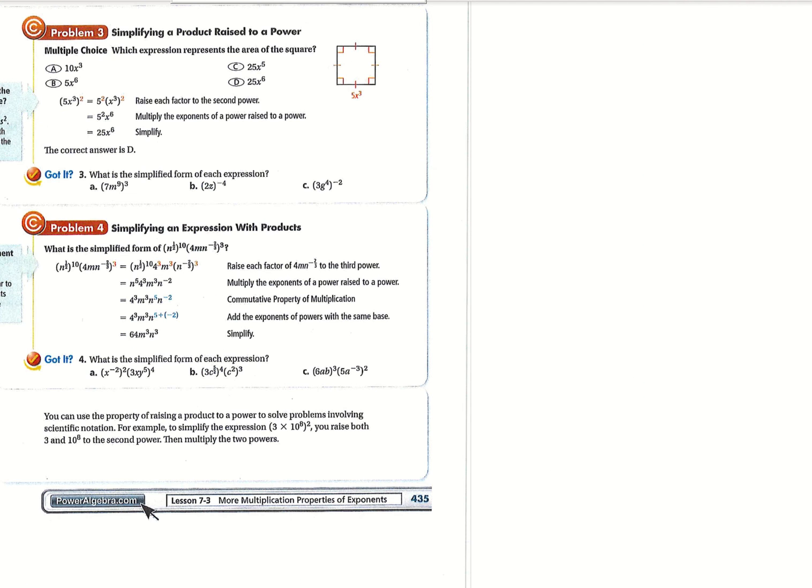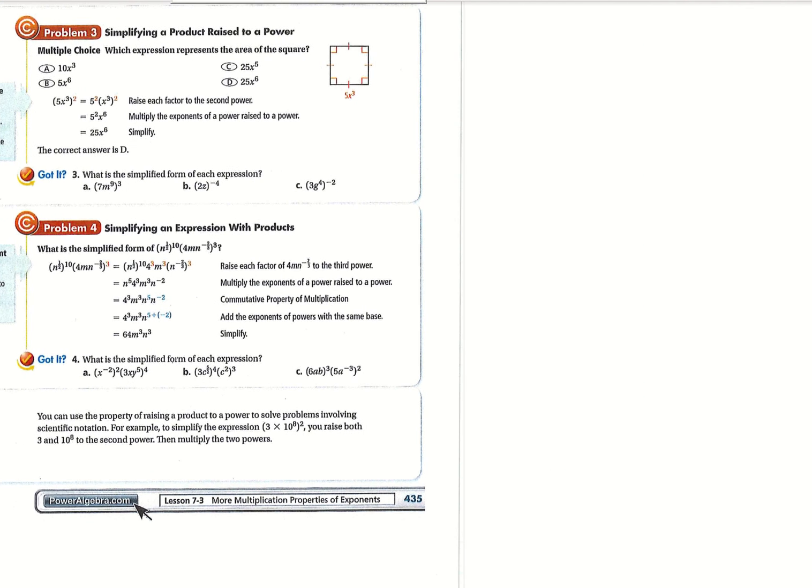All right, so towards the bottom of page 435, we've got one more problem we're going to look at. We're looking at problem 4, and this one is a little bit difficult as well, just a little bit more in depth. So we have n to the 1/2 power to the 10th power times 4mn to the -2/3 to the 3rd power. Now we want to kind of distribute things the same way that we would with normal problems.